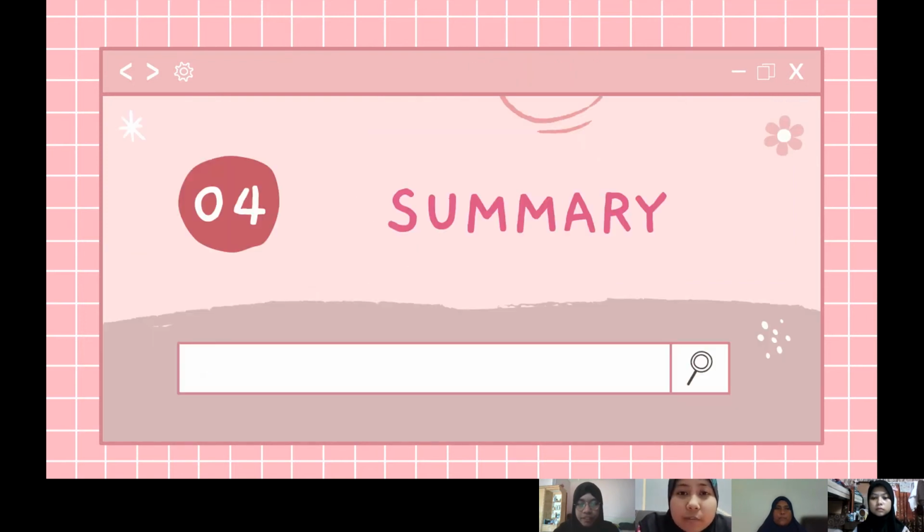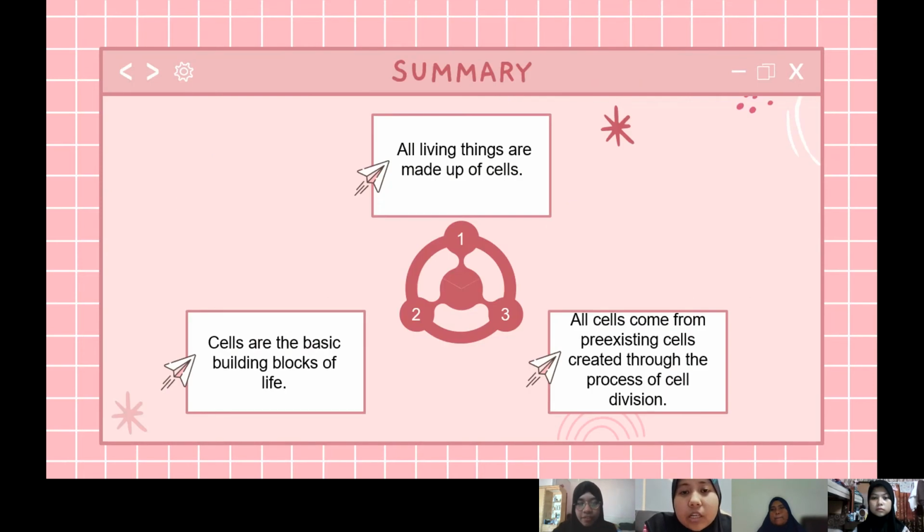So here we are for the summary. All living things are made up of cells. Second, cells are the basic building blocks of life. And third, all cells come from pre-existing cells created through the process of cell division. From the history, in the formulation of the cell theory, the scientists said cells formed by free cell formation, similar to the formation of a crystal, spontaneous generation.